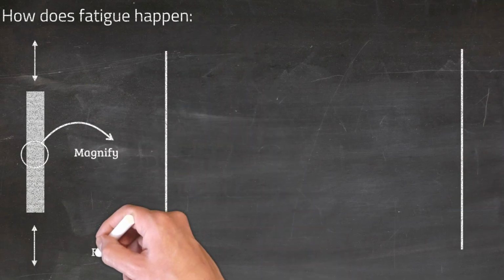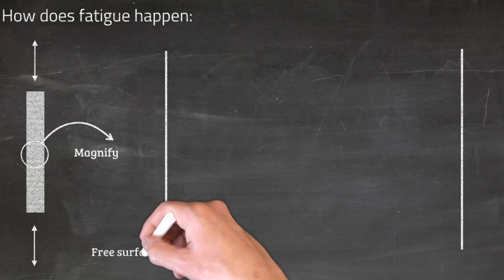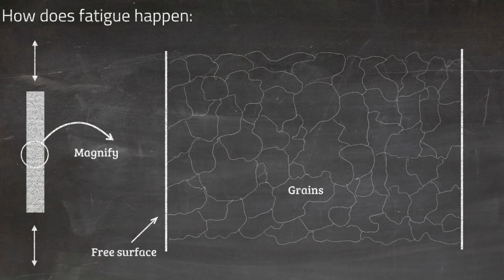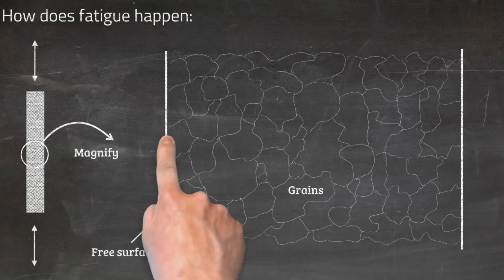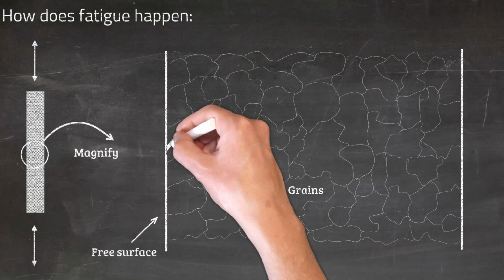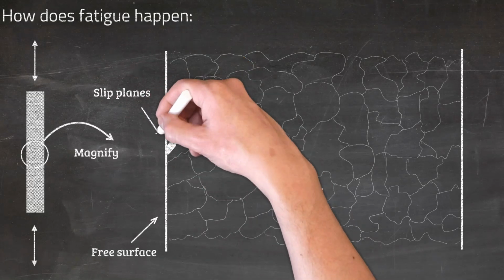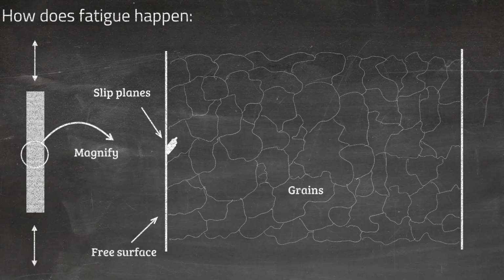We draw the free surfaces of the material and the grains that form this section. Nucleation of cracks starts in the presence of localized plastic strain at discontinuities. Geometrical discontinuities are usually at the surface of the material, so typically crack nucleation starts from the free surface in a single grain. Plastic strain due to the cycling loads breaks some atomic bonds, forming slip planes that pass one another.